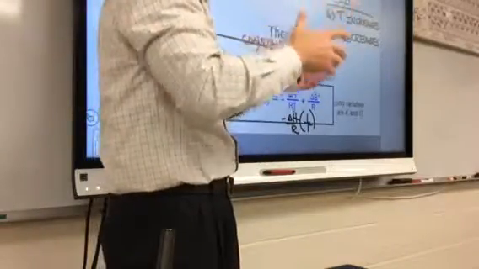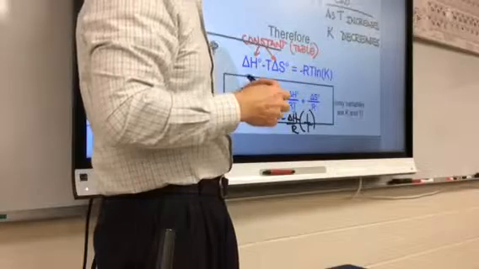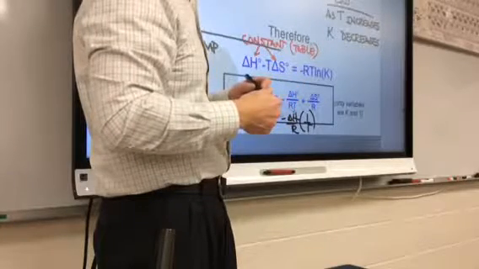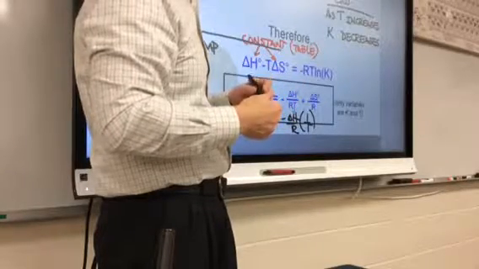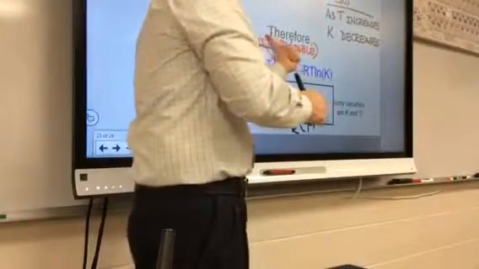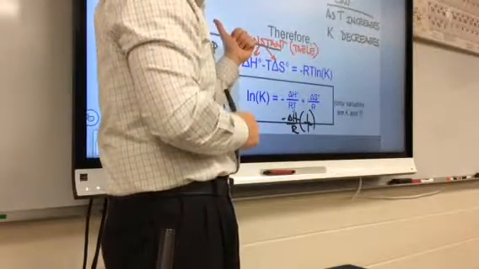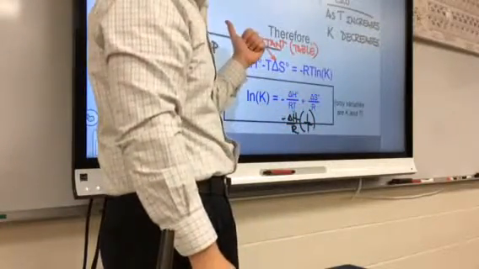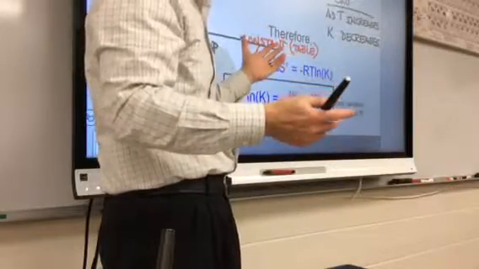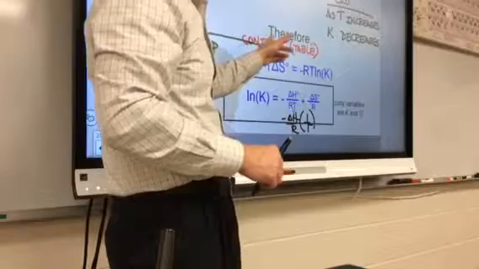We're changing the temperature and seeing what happens to the equilibrium constant. If temperature increased, 1 over T would decrease. That's why, as temperature increases, we would be going this way on the graph. It's so weird, I know. I'm asking your brain to do a lot right now. And this is only true if it's an exothermic reaction.